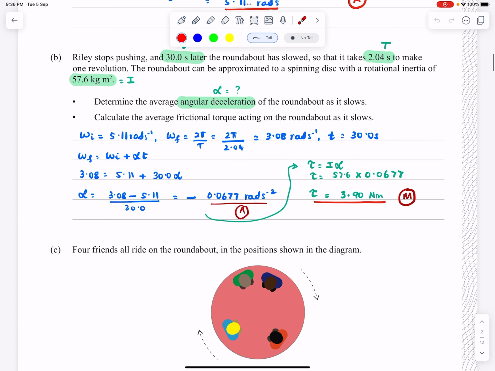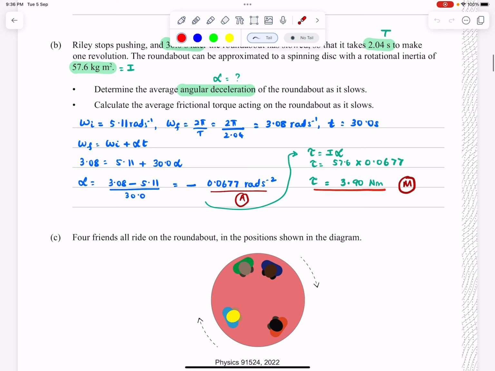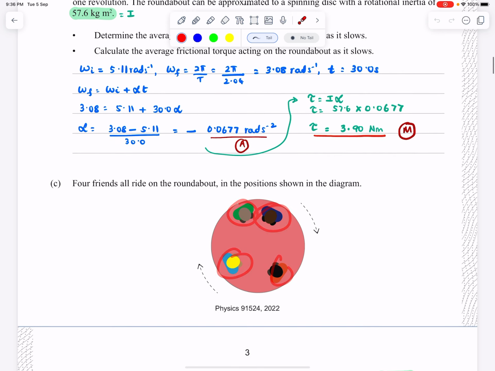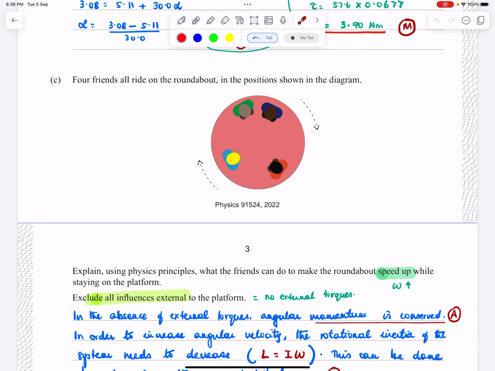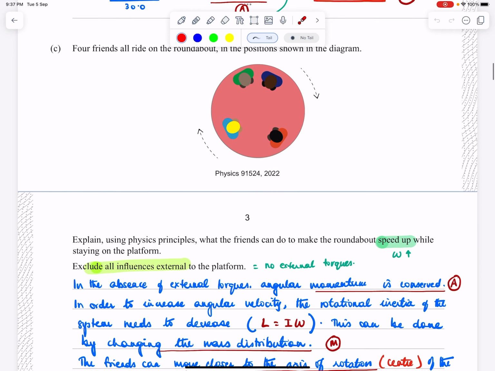Okay? Then, 4 friends all ride on a roundabout in the positions shown in the diagram. So these are the 4 people. Explain using physics principles what the friends can do to make the roundabout speed up while staying on the platform. Exclude all influences external to the platform. That means there's no external torque. Speeding up when someone's spinning means the angular velocity is increasing. Now all these people are standing towards the edge or the periphery of the roundabout. So how do we answer this question?